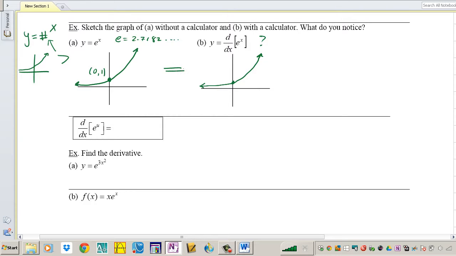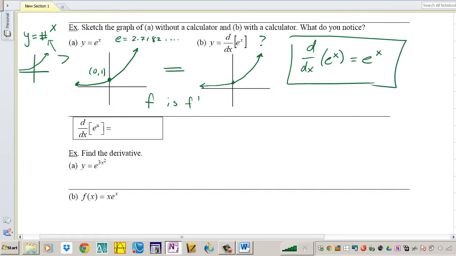They're both the same. So if the graph of the function is the same as the graph of the derivative, then we say that the derivative of e to the x is e to the x. Now that's just a graphical approach. Later on, once we learn implicit differentiation, I'll show you a simple small proof of why the derivative of e to the x is e to the x. But for right now, let's just say that the derivative of e to the x is always just e to the x. It is itself.